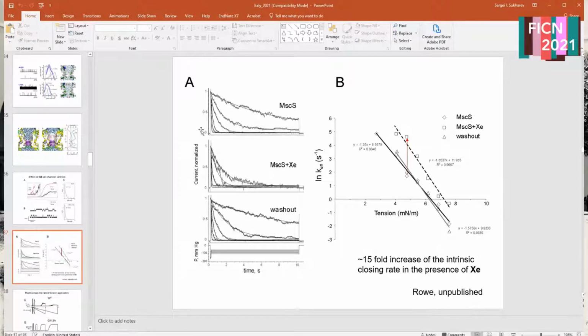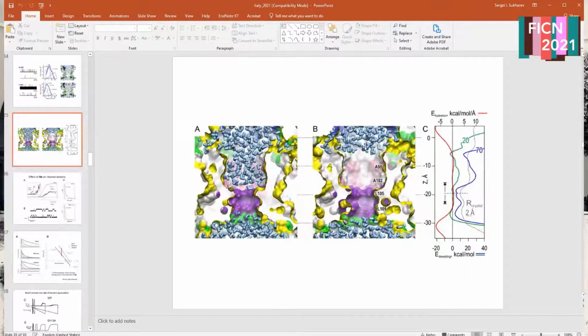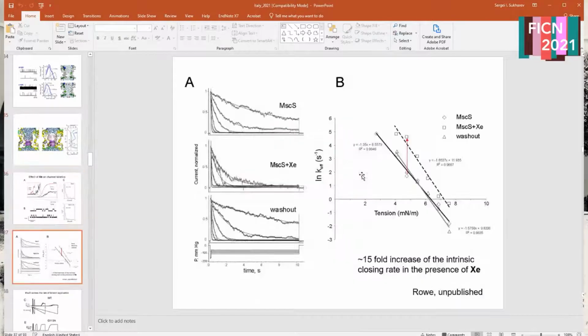the closing rate by fitting the closing time exponents, and we found that with xenon, there's approximately a 15 to 20-fold increase in the intrinsic closing rate. So what we think is that xenon apparently comes to the pore and increases the rate of a cavitation event that would interrupt the fully open column much quicker, and that's what leads to the faster closing rate. It just introduces a defect in the liquid structure in the pore.